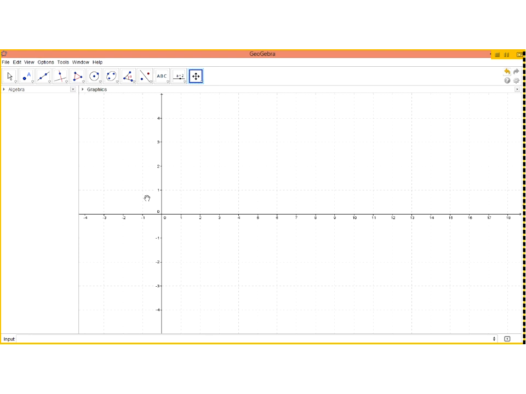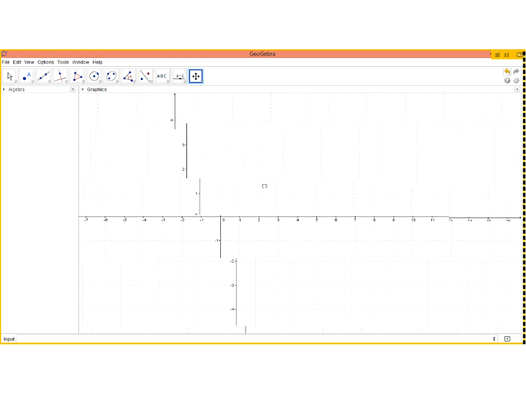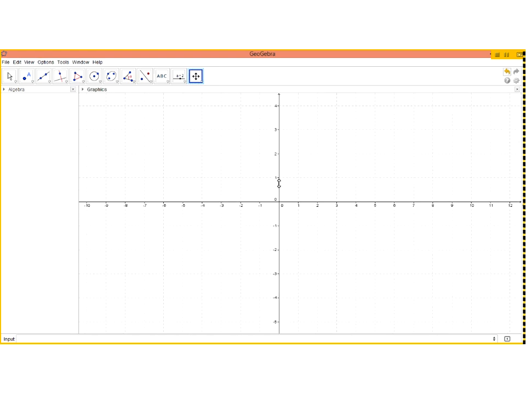Oh, that's not what I wanted to do. Okay, got a little funky. There. Okay, so the two lines. We want to graph the line through 5 with slope negative 1/2. So I'm going to go down 1 and over 2 so that my line is downhill.